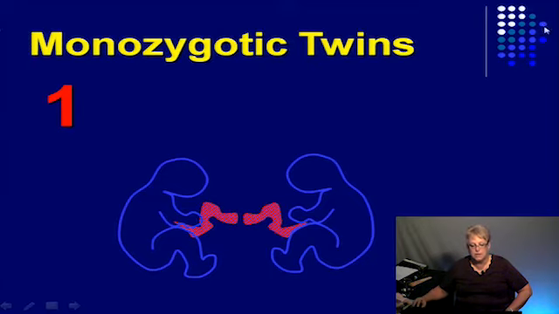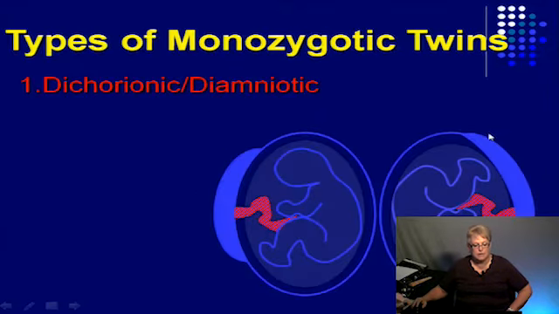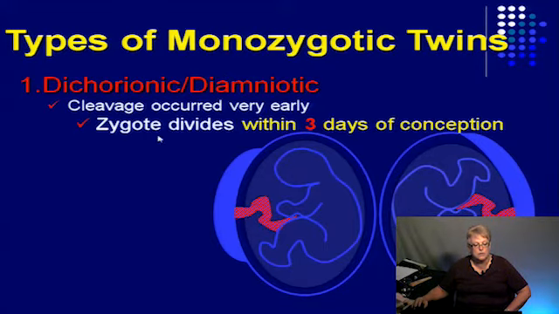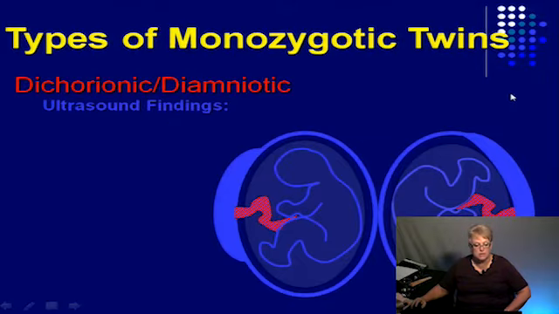Now we'll go to the monozygotic twins. So all these other ones are going to be monozygotic twins. You start with 1 ova, 1 sperm, and the zygote cleaves to produce 2 embryos. So the first type that we can have is dichorionic diamniotic. So they split very early. Cleavage occurred early. The zygote divides within 3 days of conception. You have 2 implantations, 2 chorions, 2 amnions, and they're going to be the same as what you have with your dizygotic twins.